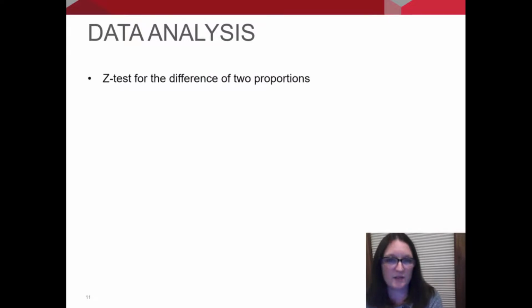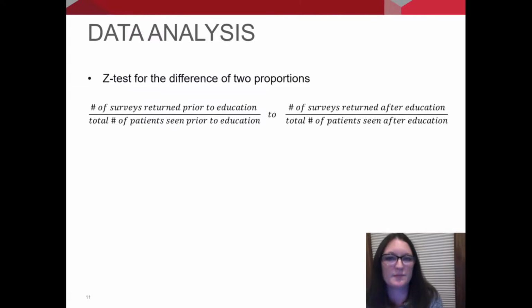For this project, I did compute a z-test for the difference of two proportions. What that's really looking at is comparing two ratios. It looks like this. The first ratio on the left is the number of surveys returned prior to the educational intervention over the total number of patients seen prior to the educational intervention. We compare that to the second ratio on the right, total number of surveys returned after education over total number of patients seen after education.